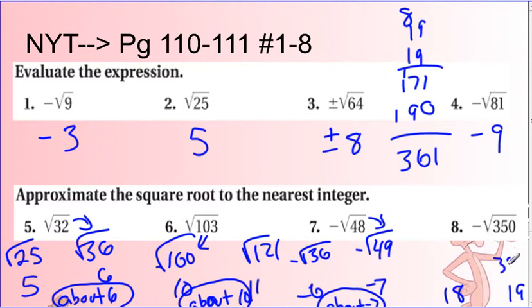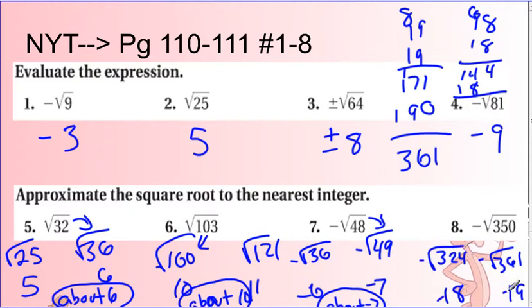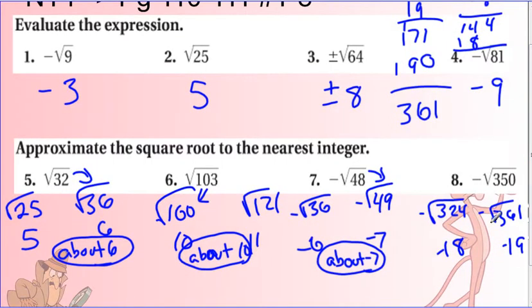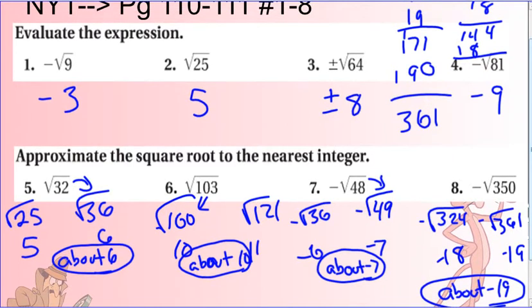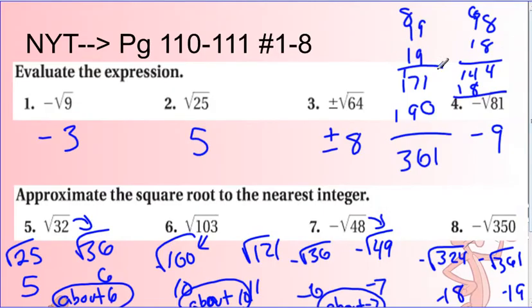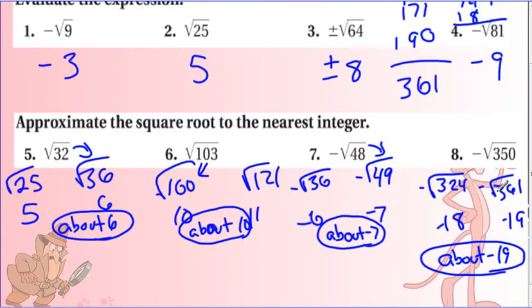That's 361. And what's 18 times 18? 8 times 8 is 64. 8 plus 4 is 14. And then 8 and 1 gives us a 4 and a 2 and a 3. So our answer, let's see, 350 is closer to 361, so our answer is about negative 19. And you notice I had to do long multiplication because we don't have a calculator to use yet. So long multiplication to get my answer.